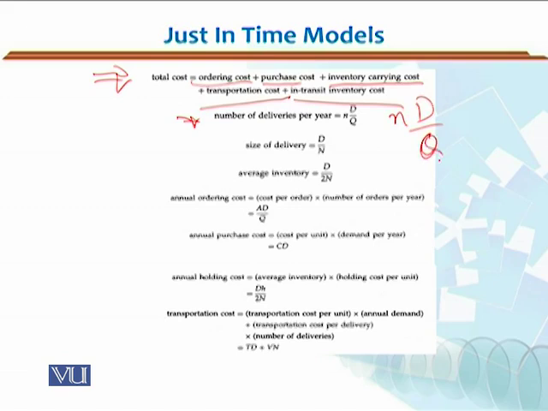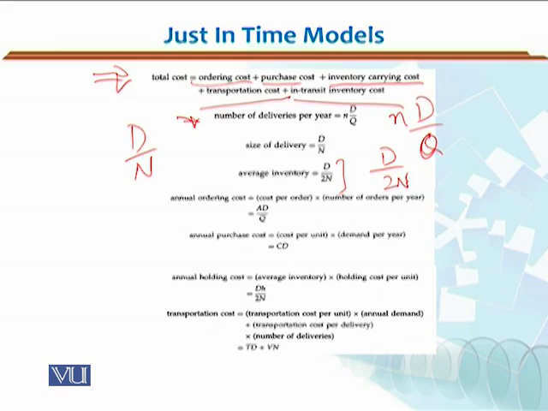Now, what would be the size of delivery? When you are delivering N times, what would be the size? That would be D over big N. And what about your average inventory? Then average inventory here in the just-in-time model would be D over 2N. Here you will divide it like 0 plus D divided by 2.